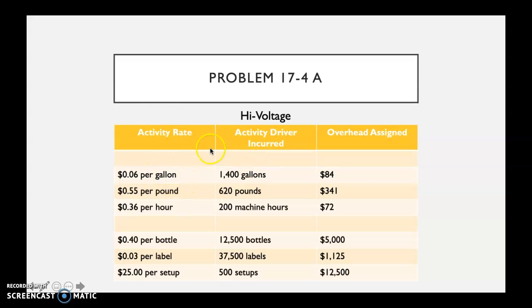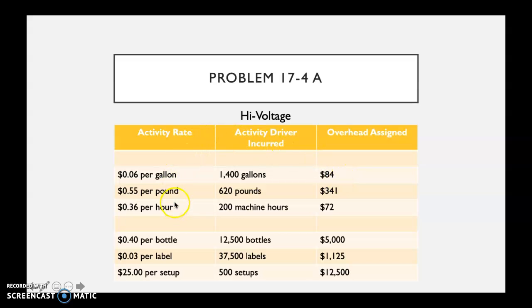So let's start here. The activity rate was 6 cents per gallon for the liquid materials, and for the High Voltage we used 1,400 gallons. So we're going to multiply the 6 cents times 1,400 gallons, and that is going to give us a total overhead assigned cost of $84 for the liquid materials activity.